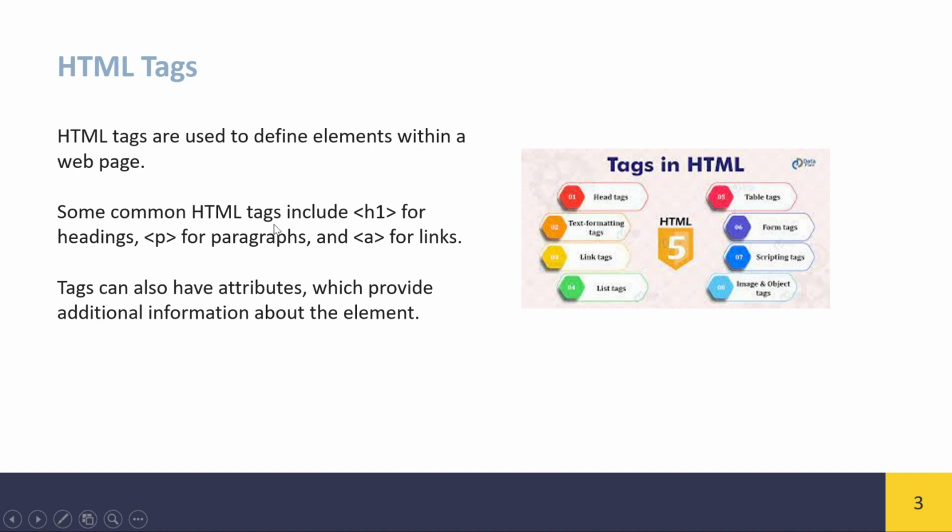Some common HTML tags include the heading tag. H1 means heading tag. And for a paragraph, we should use the P tag. And for links, we should use the anchor tag. I will briefly explain you in my further videos with the help of code.